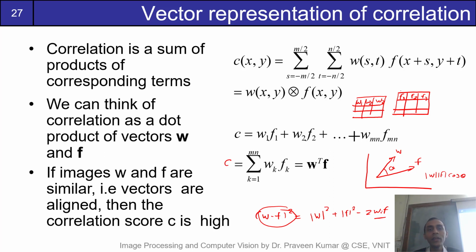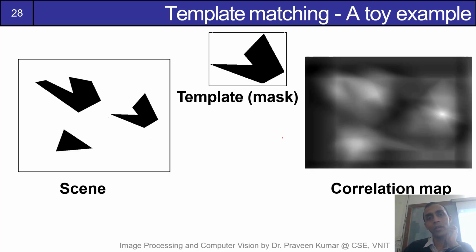So in both ways we can see that the filter w and the corresponding sub image of f will tend to match if this score is higher. If this correlation score is high, then probably they will have some similar appearance. So we can use this for detection purposes.